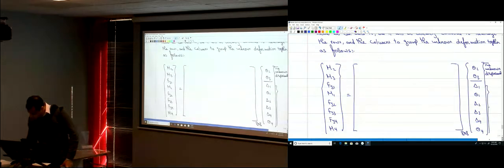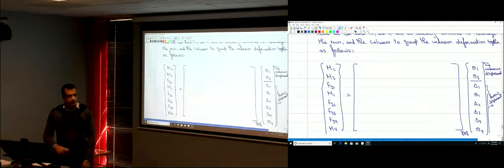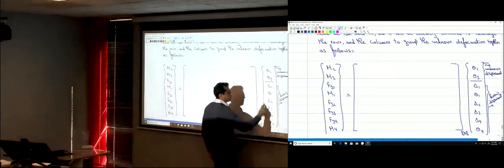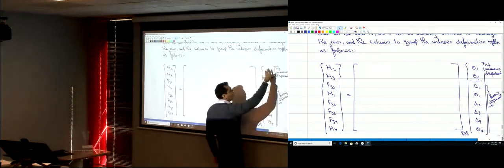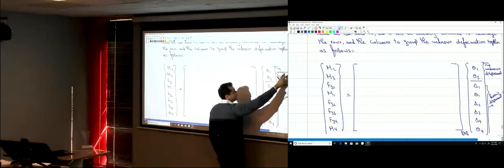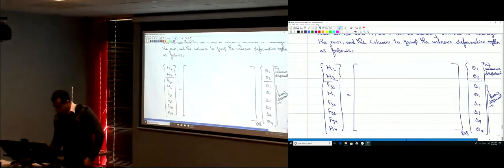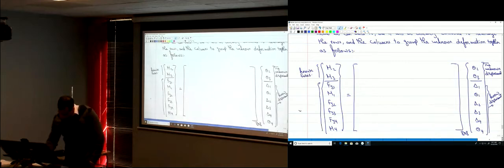And those are the known displacements. You knew those are zeros, right? So I just put my unknown displacements first, and then the known ones, okay? Now, the forces are the opposite. Those are known forces, and those are the unknown forces.